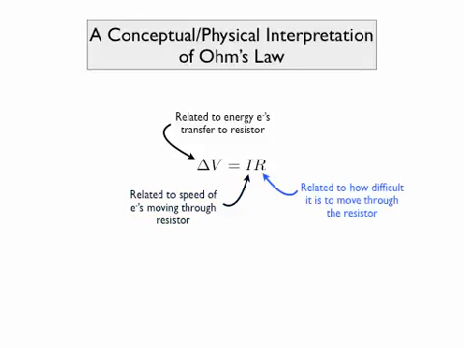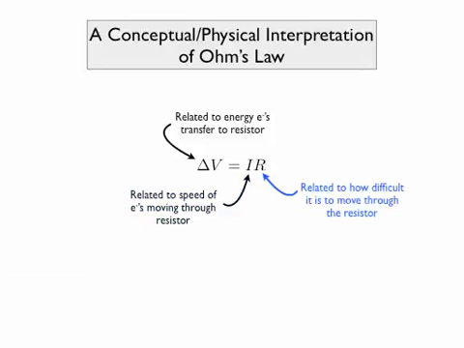And the resistance is a measure of how difficult it is for electrons to move through this material. So depending on the size and the material of the resistor, it will have some resistance, and the bigger that resistance is, the more difficult it is for electrons to travel through that material.